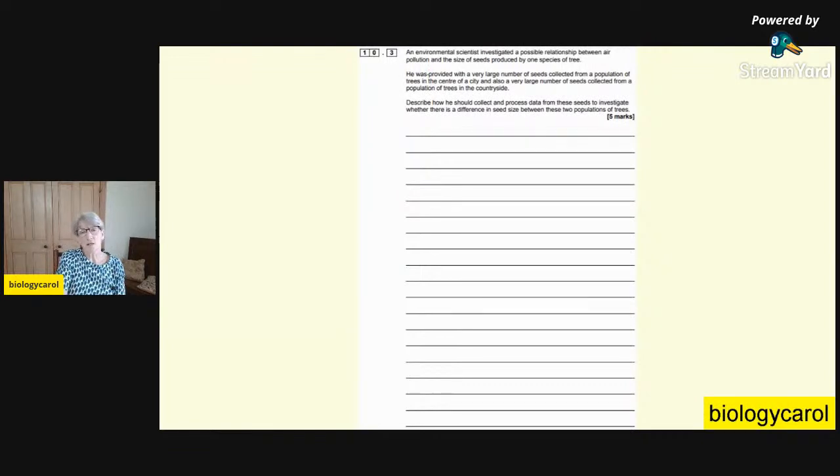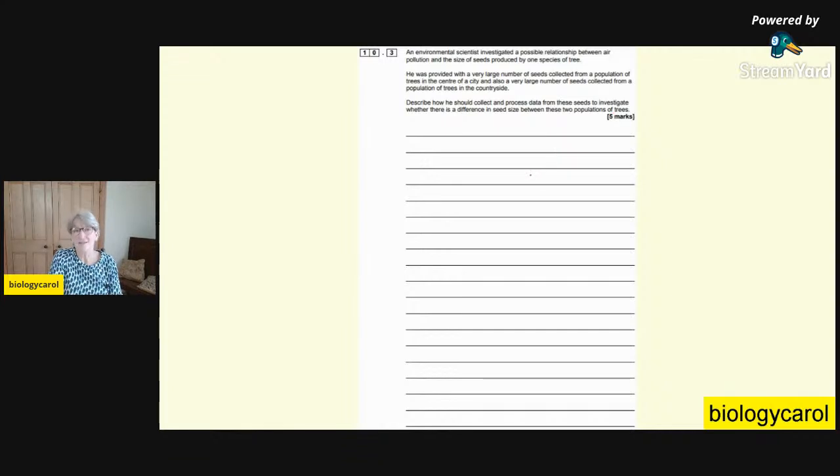Okay, sorry, I was lying. This is the last bit. Environmental scientists investigated a possible relationship between air pollution and the size of seeds produced by one species of tree. He was provided with a very large number of seeds collected from a population of trees in the centre of a city and in the countryside. Describe how he should collect and process data from these seeds to investigate whether there is a difference in seed size between these two populations of trees.